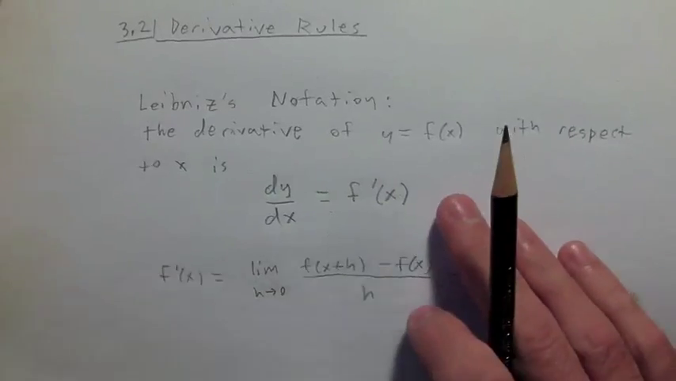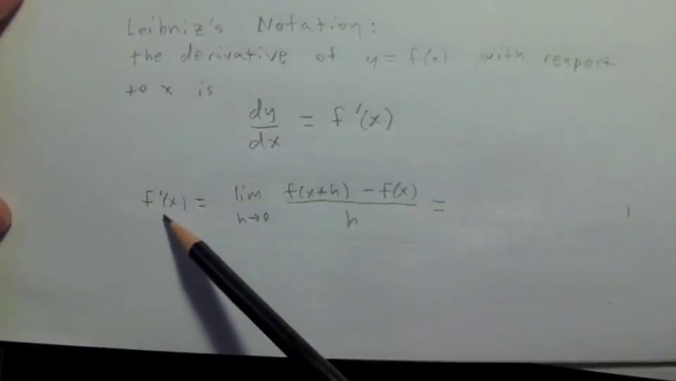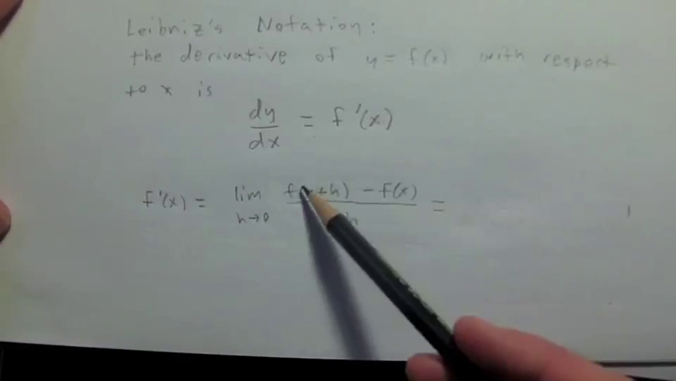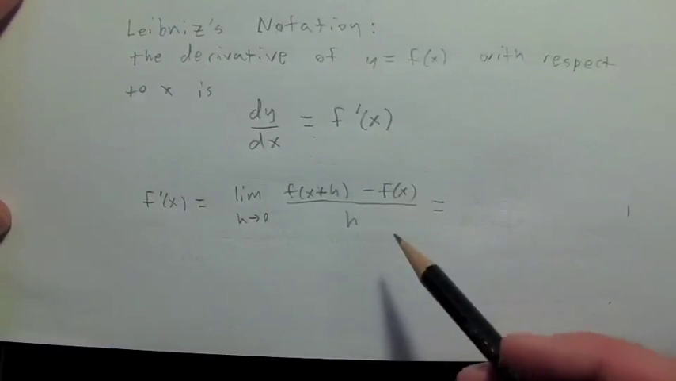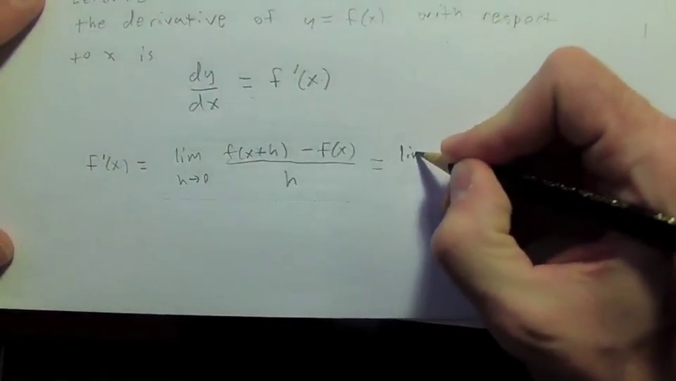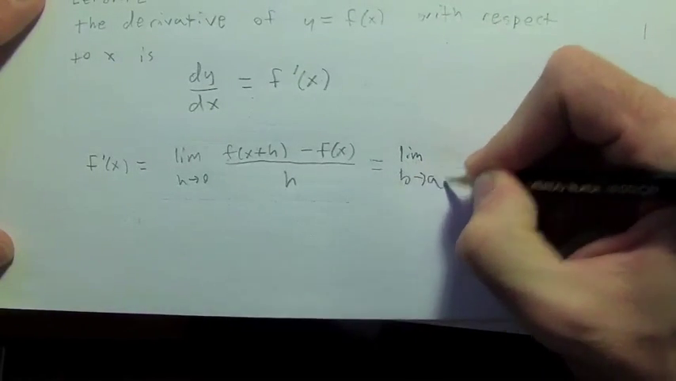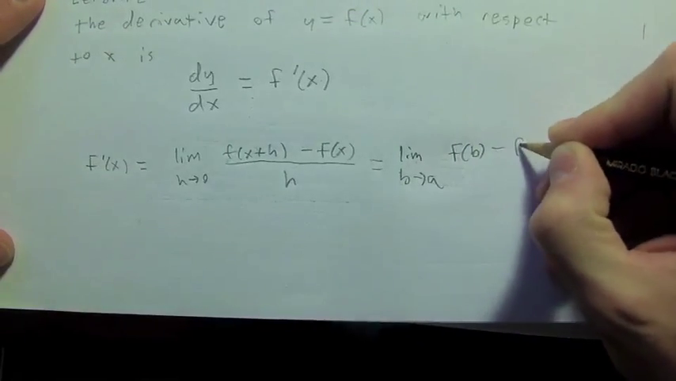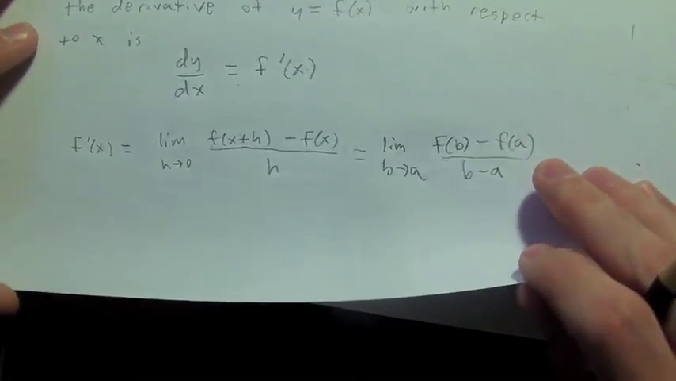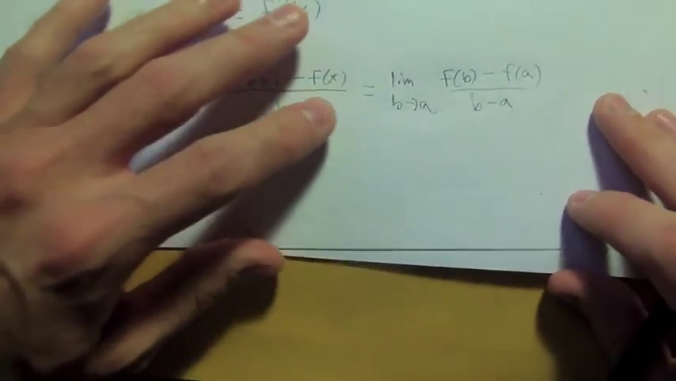And where this comes from is basically, we know that f prime of x is the limit as h goes to 0 of f of x plus h minus f of x all over h. Another way you could write this is the limit as, say, b goes to a of f of b minus f of a all over b minus a.